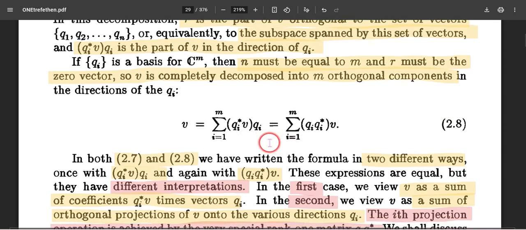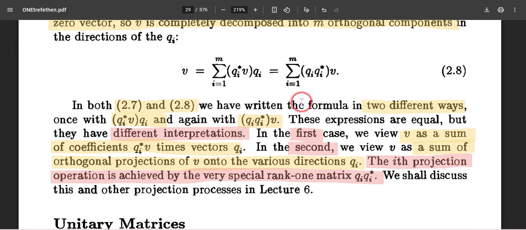So if i goes from 1 to m, then the whole set forms the basis for the space, and the coefficient of expansion can be found through the inner product with respect to a particular vector. The second interpretation is that it is a sum of m components, each one an outer product with qi transpose, which is a rank 1 update, which we will see again later. So this projection operation is achieved by a very special rank 1 matrix.